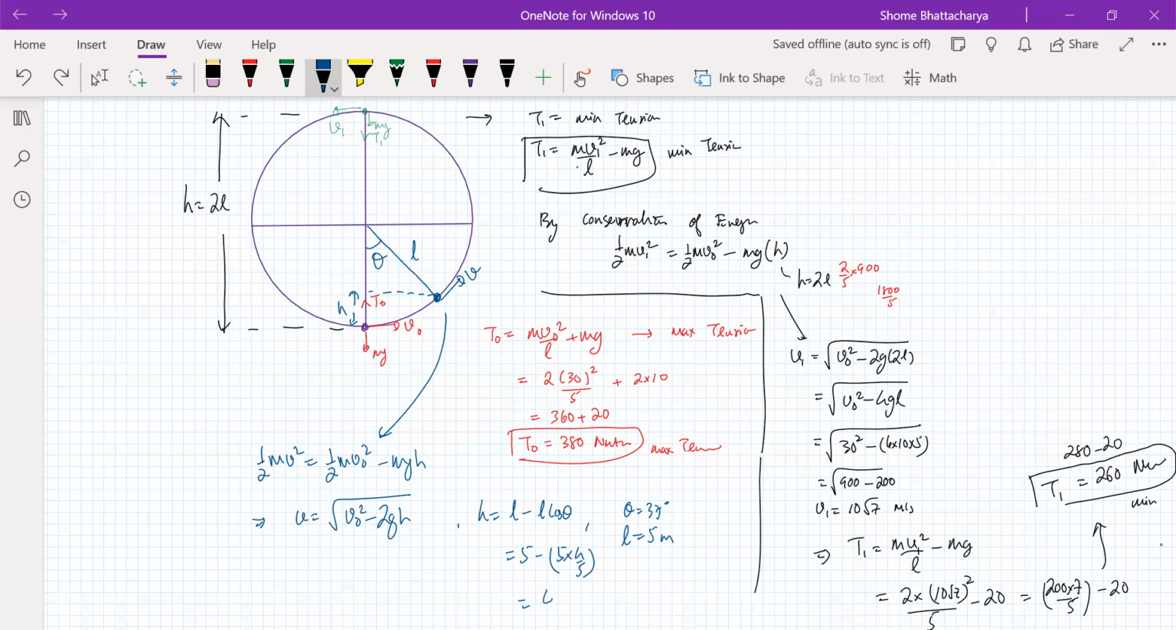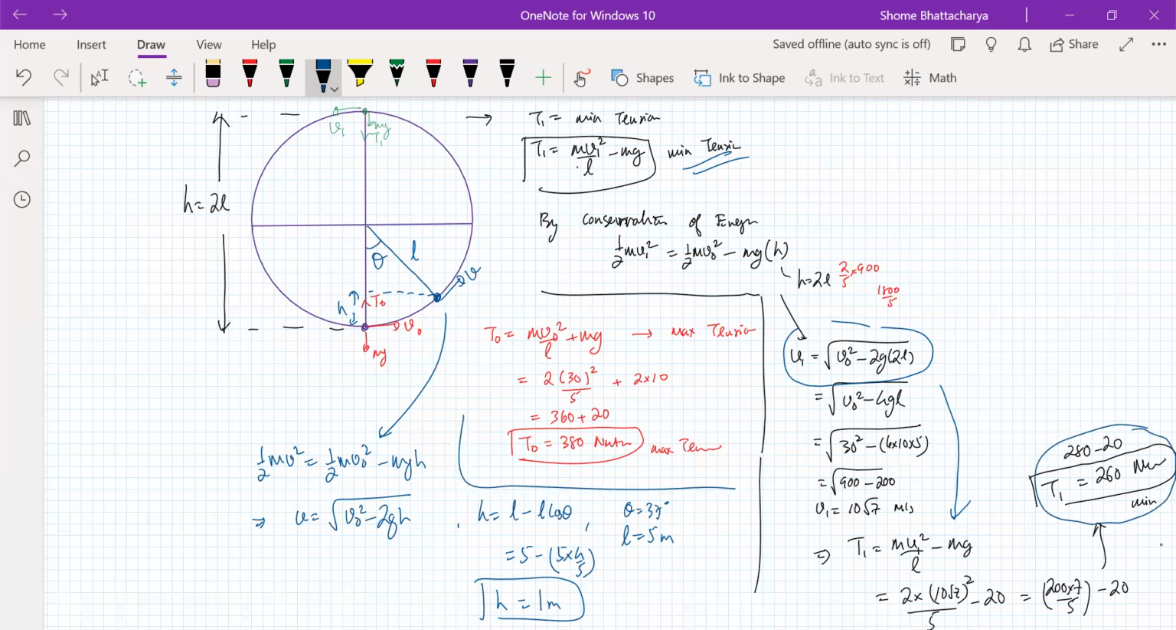Whatever you wrote by conservation of energy, that's for the third part, no? Because we already found V1 by conservation of energy, and from V1 we found this tension. So this is the first part only, minimum tension. Okay, so this minimum tension is coming out to be this much. Let's take the second method of doing it.